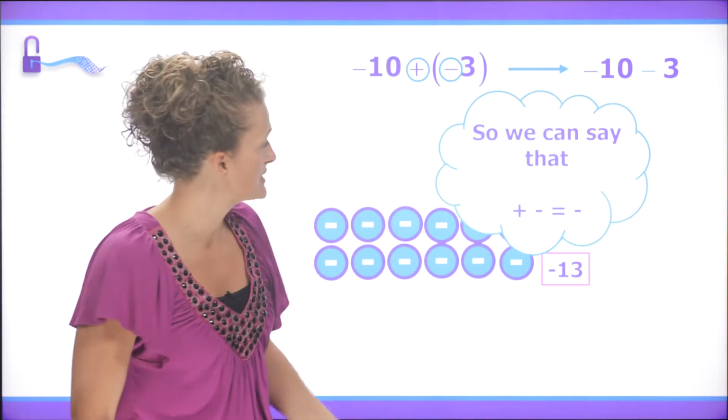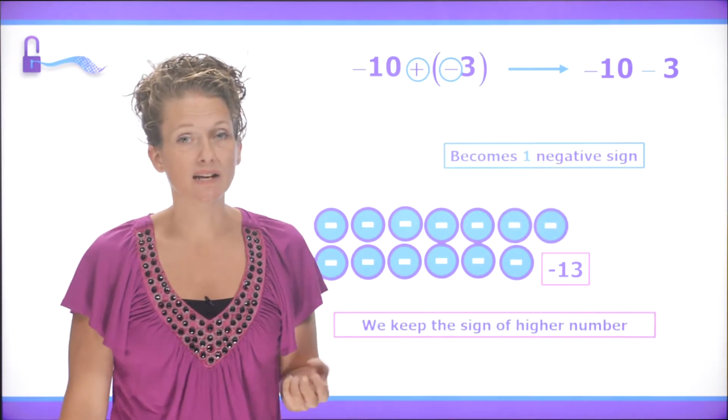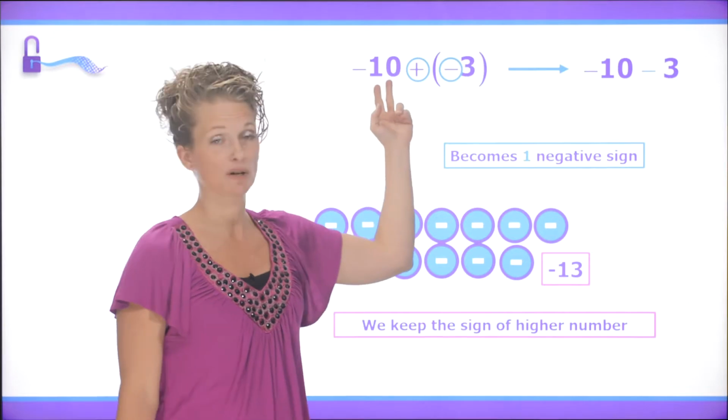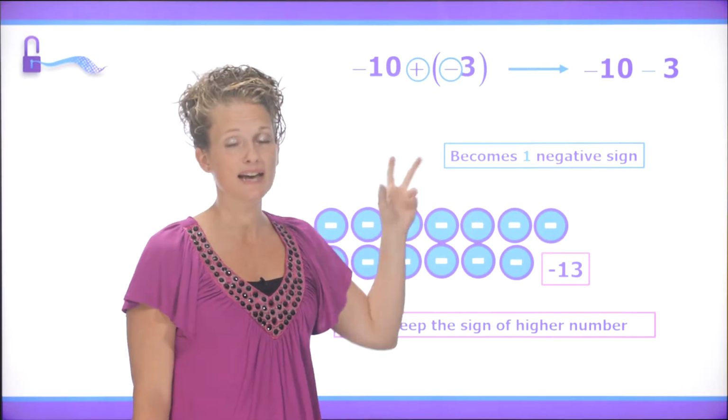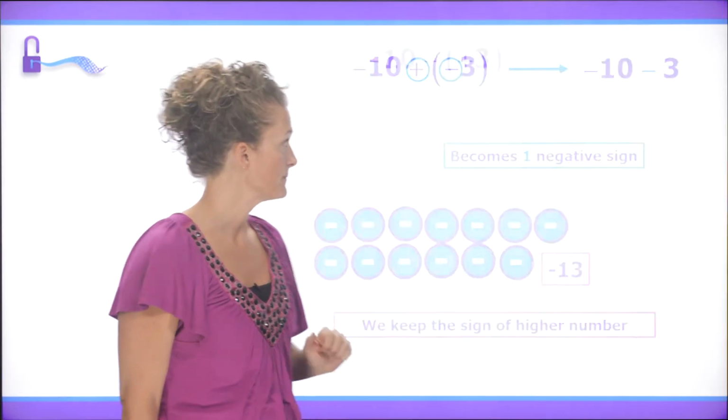So from that, we can say a positive and a negative equals a negative. And again, we keep the sign of the higher number. So 10 is bigger than 3. The 10 is negative, so our answer will also be negative, which it is.